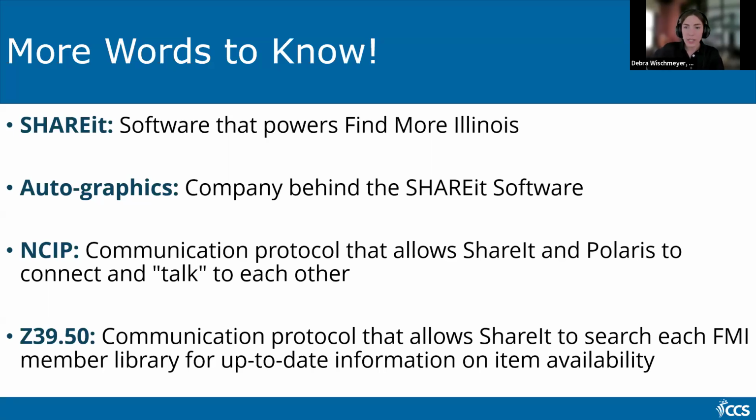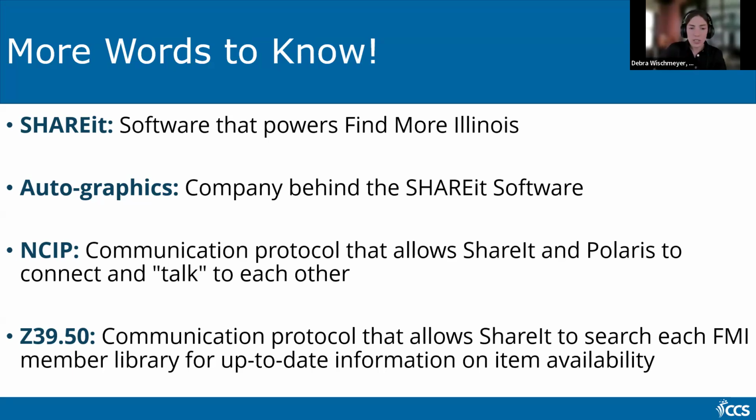NCIP is a word that you might hear us mention. NCIP is a communication protocol that allows ShareIt and Polaris to connect to and talk to each other. So this NCIP connection is what is responsible for the streamlined communication between our two systems. If you attend the interlibrary loan training, you really get to see that NCIP connection in action.